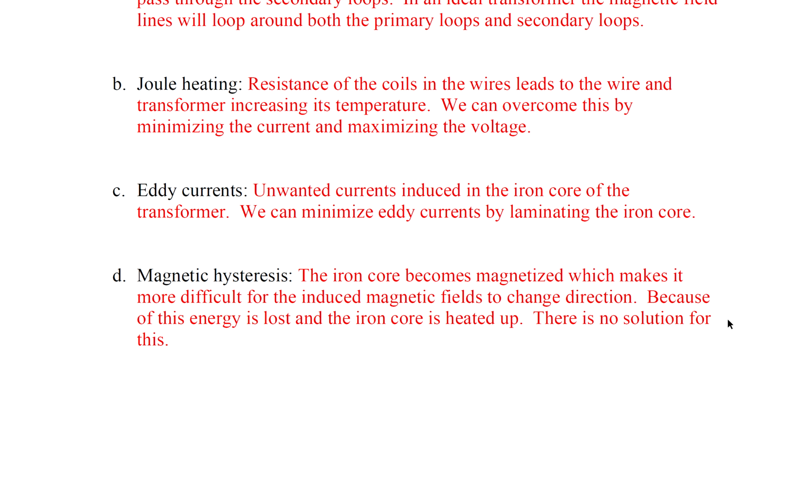Eddy currents. Unwanted currents induced in the iron core of the transformer. We can minimize eddy currents by laminating the iron core. Finally, magnetic hysteresis. The iron core becomes magnetized, which makes it more difficult for the induced magnetic fields to change direction. Because of this, energy is lost and the iron core is heated up. There is no solution for this.